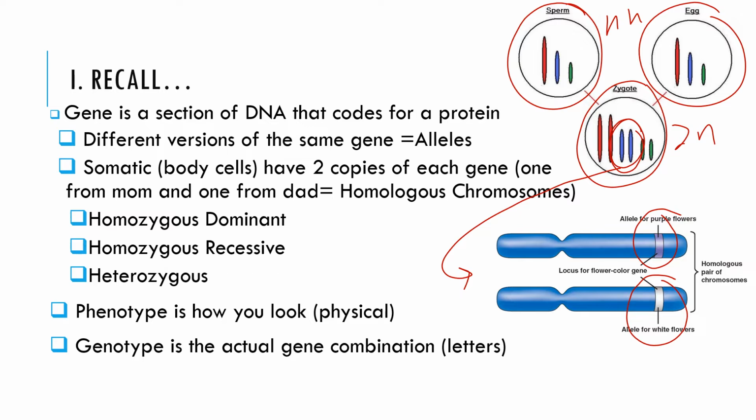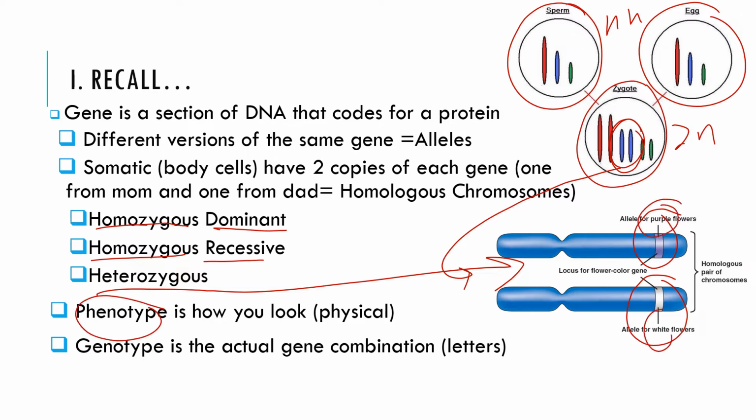If you have the same alleles, this would be called homozygous, and if they were both dominant, homozygous dominant. If you had the same alleles and they were both recessive, homozygous recessive. If you have different alleles, which is what we have here, this would be heterozygous. Recall that the word phenotype means how you physically look. So for example, saying the word purple, saying the word white, that's the phenotype. Saying the genotype would say that purple is dominant and it is capital A, and then white is recessive, it is lowercase a. That would be the genotype.